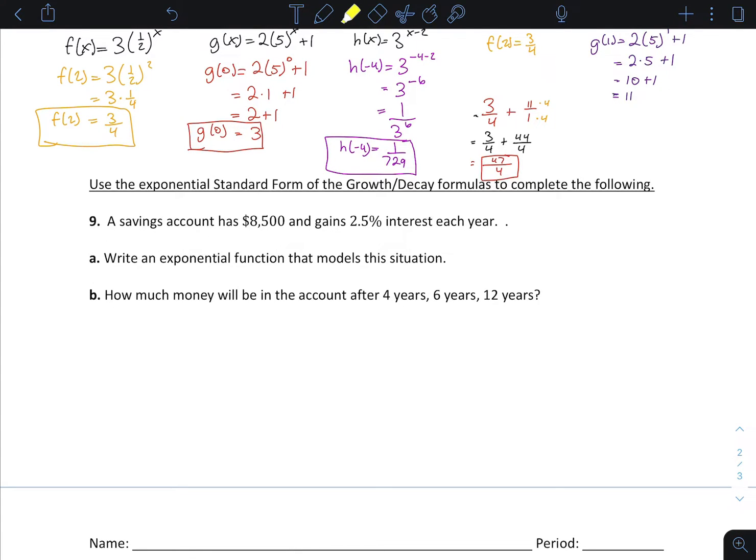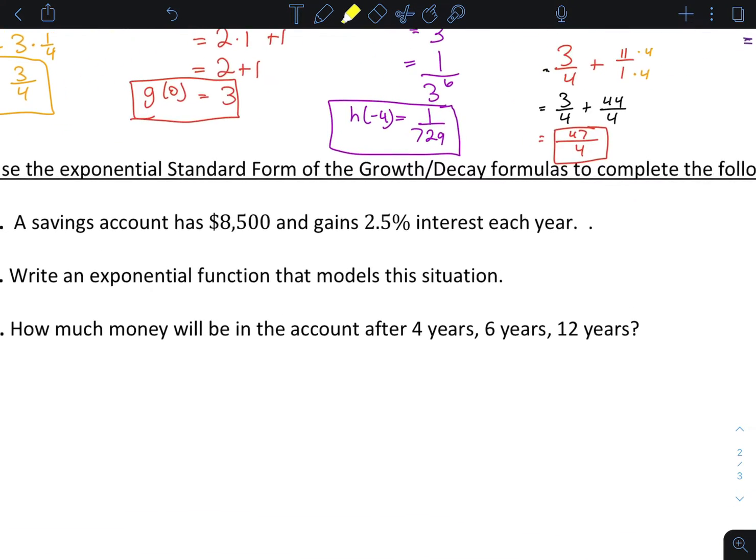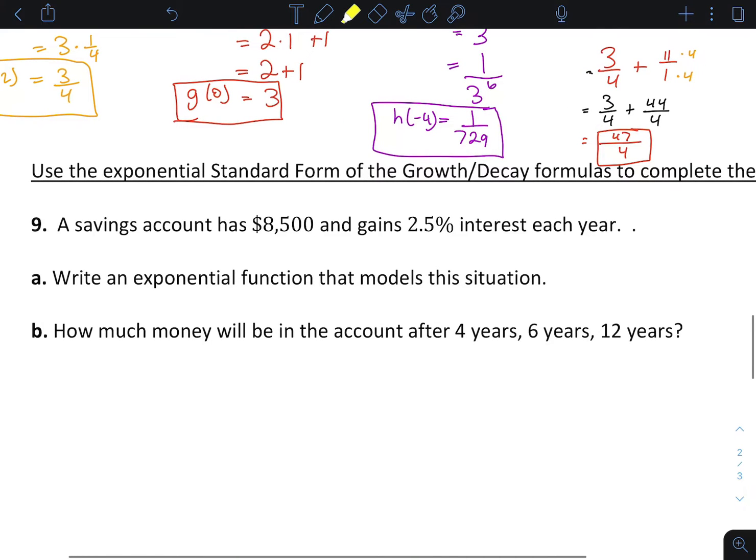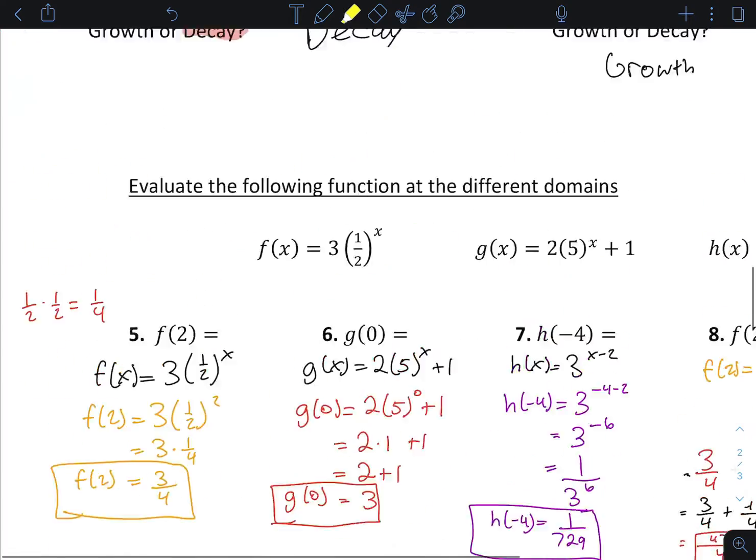A savings account has $8,500 and gains 2.5% interest each year. So even just knowing your knowledge of bank accounts, do you want bank accounts to grow or decay? We generally want bank accounts to grow. And it says it here, a savings account gains. So that means it's a growth.